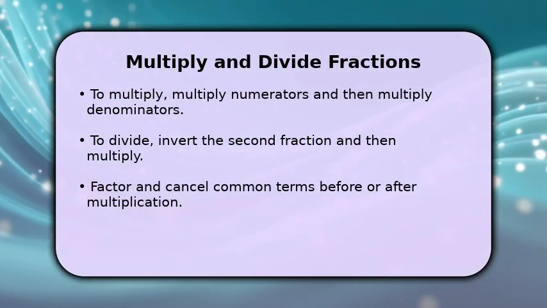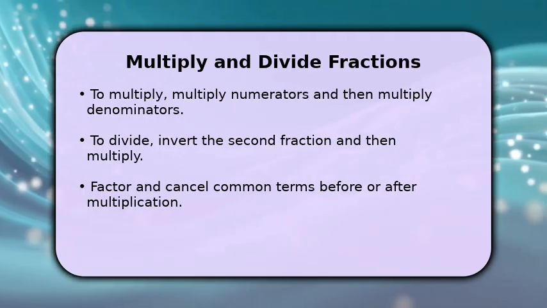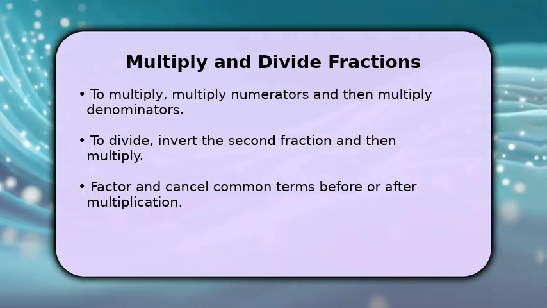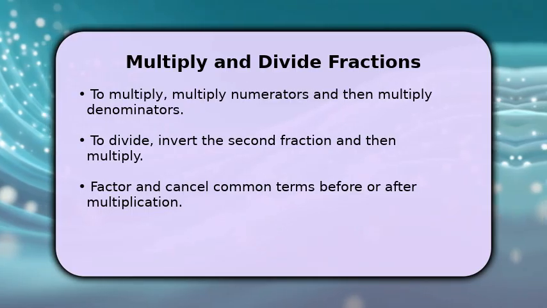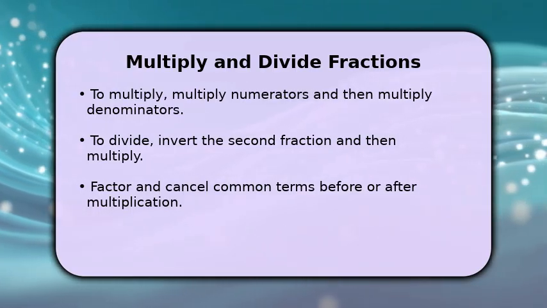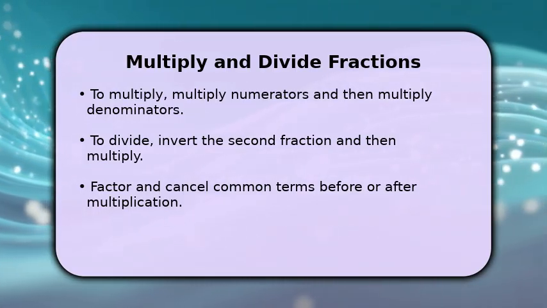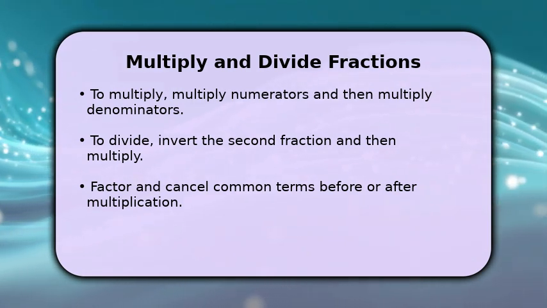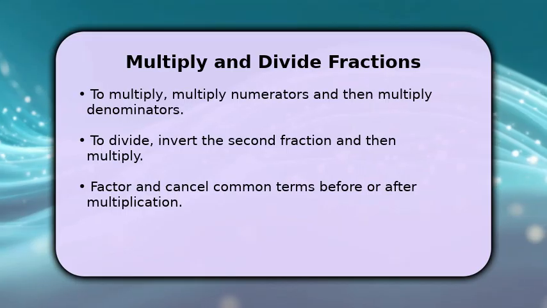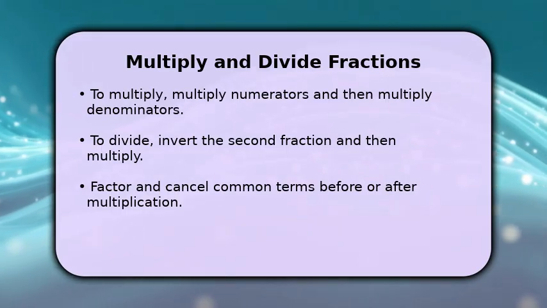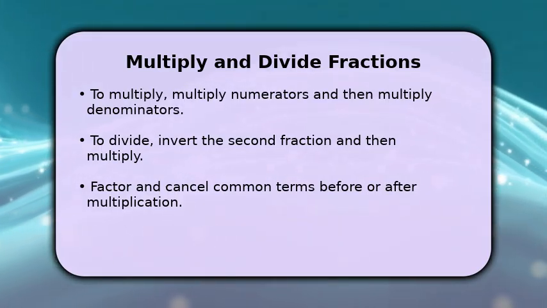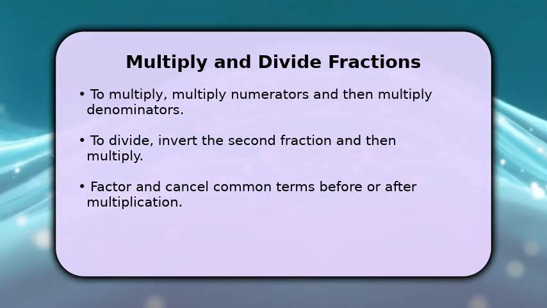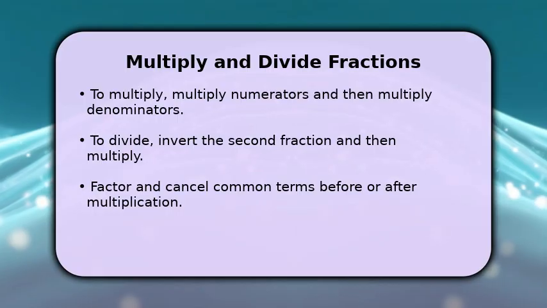Multiplying and dividing algebraic fractions are often simpler than adding or subtracting. For multiplication, just multiply the numerators together and the denominators together. When dividing, you'll invert the second fraction, then proceed with multiplication. It's often helpful to factor and cancel any common terms before multiplying to simplify the process and avoid larger numbers.